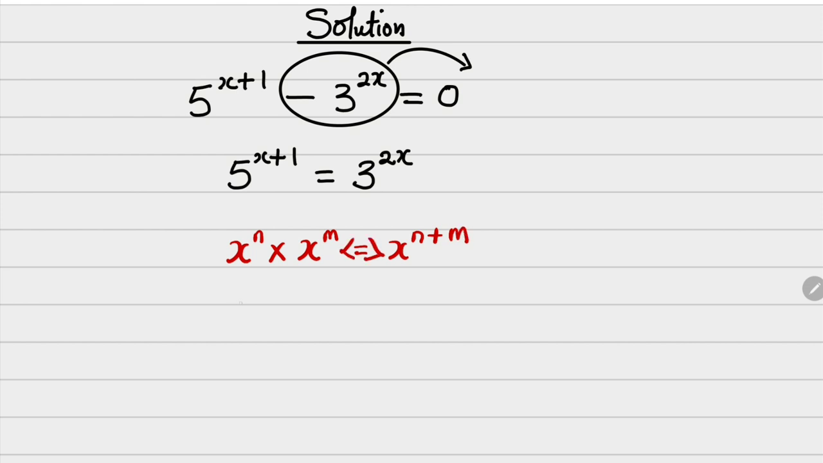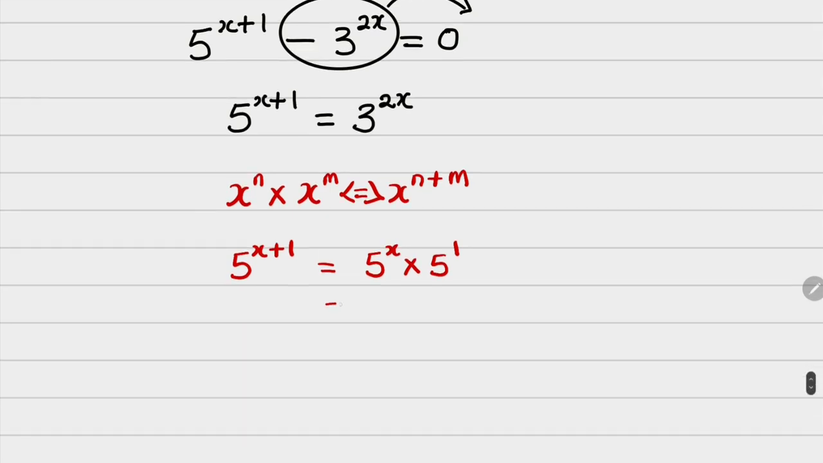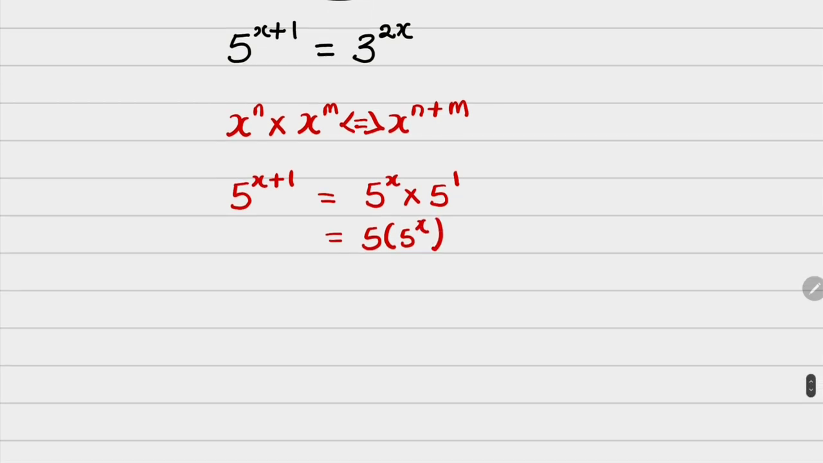So I can move, that is having 5 raised to power x plus 1, I can actually move it so that it will be 5 raised to power x, then times 5 raised to power 1. Okay, I've not done anything to this. Instead, I'm going to have 5 into 5 raised to power x. This is what I'm going to have. So I'll replace 5 raised to power x plus 1 with that, so that I'm going to have 5 into 5 raised to power x, cover the bracket, is equal to 3 raised to power 2x.